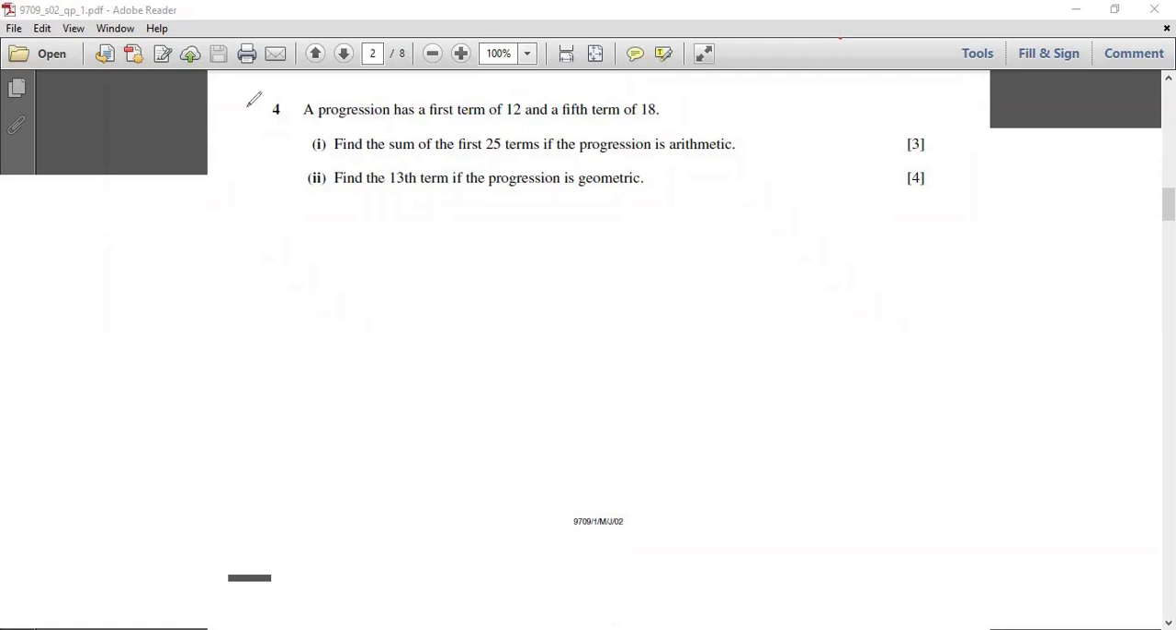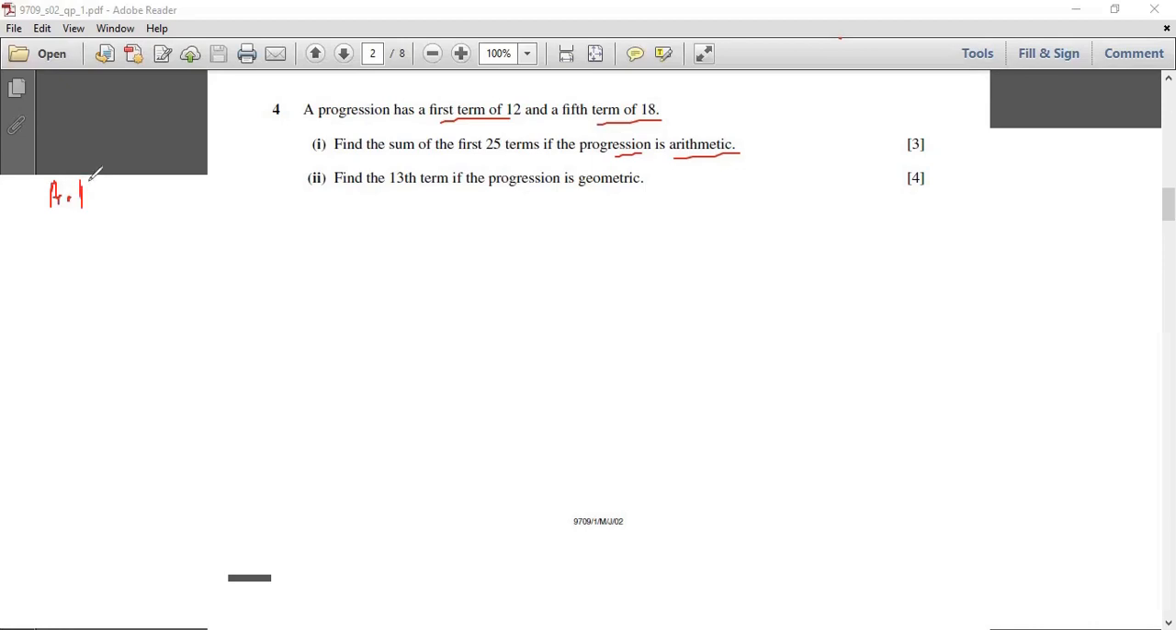So, the progression type wasn't specified. The first term is 12. Let's underline: the fifth term is 18. Find the sum of the first 25 terms if the progression is arithmetic. There are two types of progression taught in the syllabus.